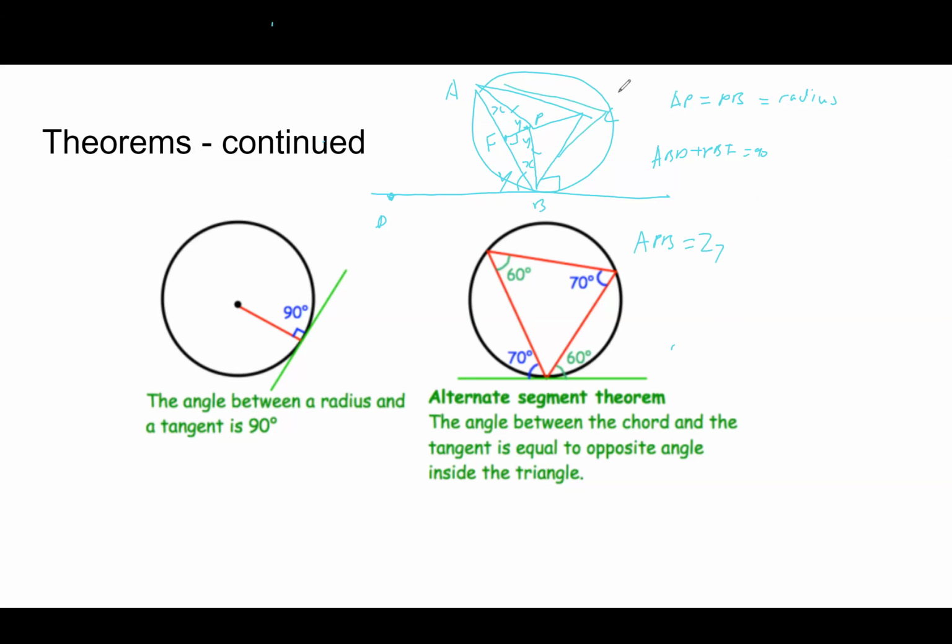Now, what about this point C here? Let me just redraw this. What about this point C here? Well, ACB subtends this arc AB, right? So therefore, the magnitude of ACB must be half of APB. ACB equals APB over 2, from the theorem that we learned earlier. So this is equal to 2y over 2, which equals y. So I know that ACB is equal to y.